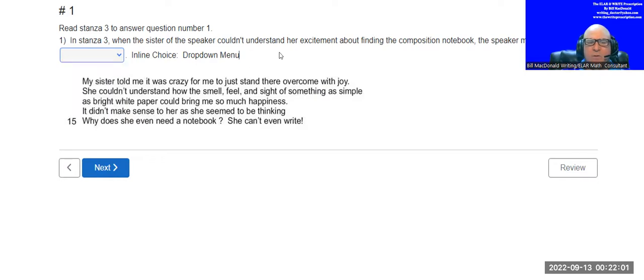Well, since that's stanza 3, "my sister told me it was crazy for me to just stand there overcome with joy." That's not my sister. We're asking about how the speaker feels. So when you annotate, make sure you pay attention: who are they talking about in the response? The speaker most likely feels what when the sister of the speaker couldn't understand her excitement about finding the composition notebook?